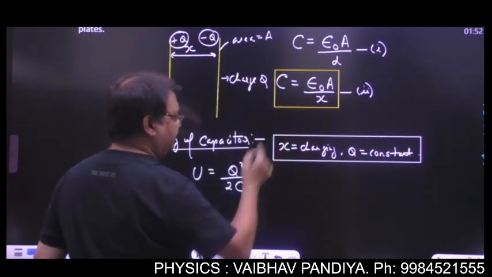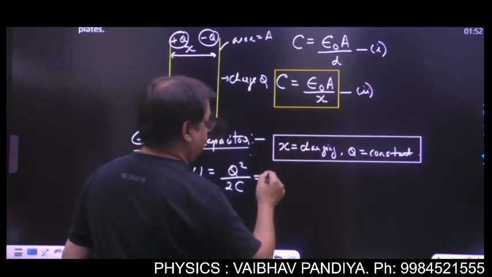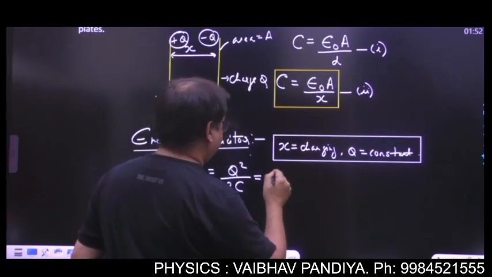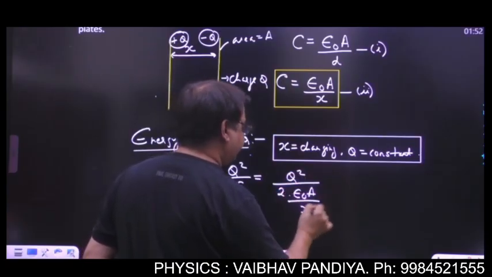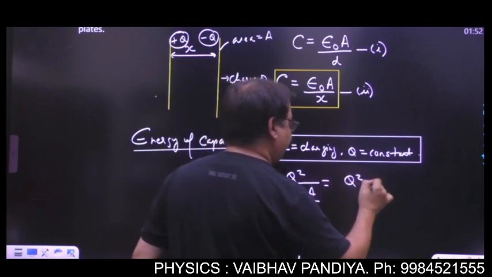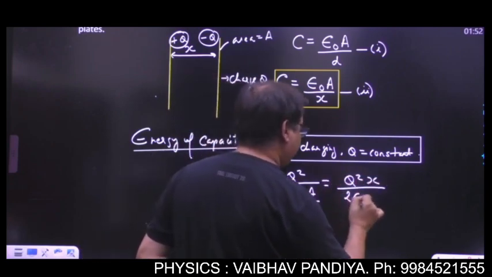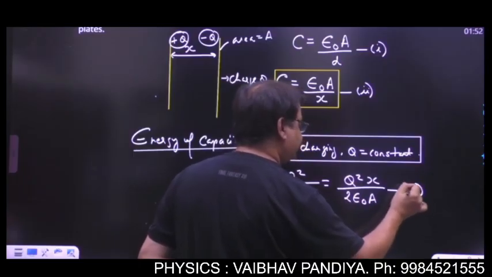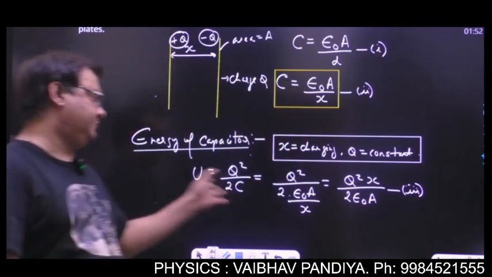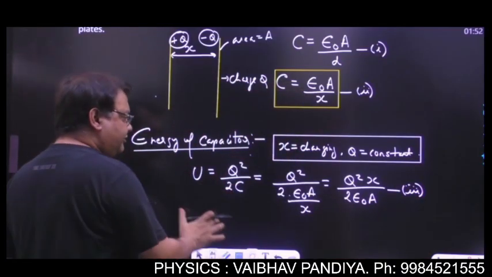So if I'm putting the value of C from equation number 2, I'll get Q square by 2 epsilon naught A by X. So I'll get Q square X divided by 2 epsilon naught A, okay? So this is the electrostatic energy stored in the capacitor. Now you are getting the energy as a function of X.